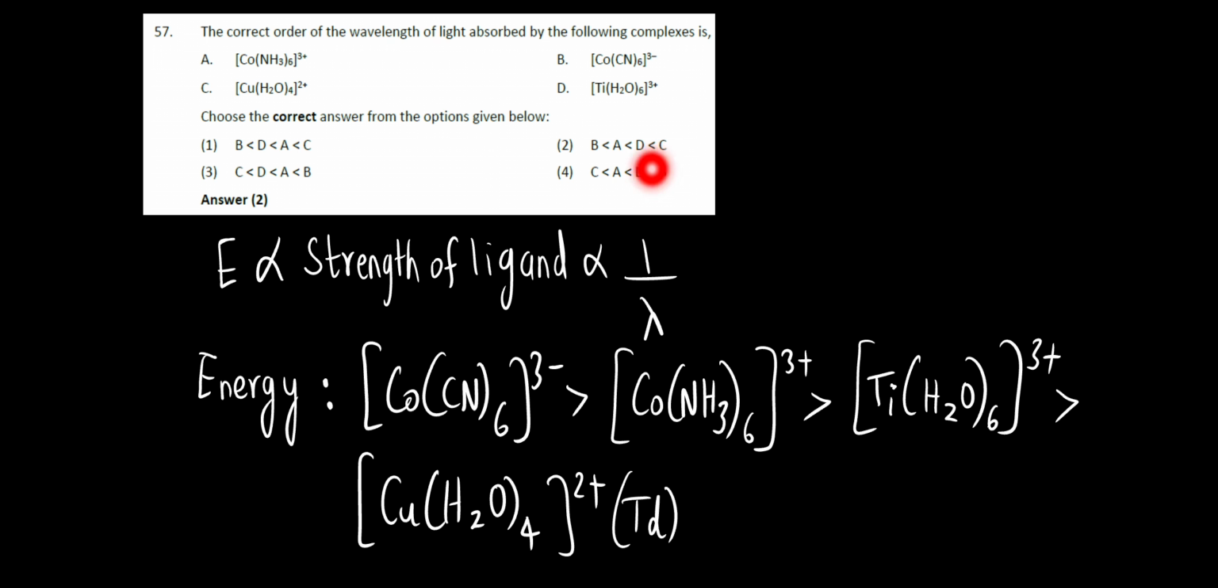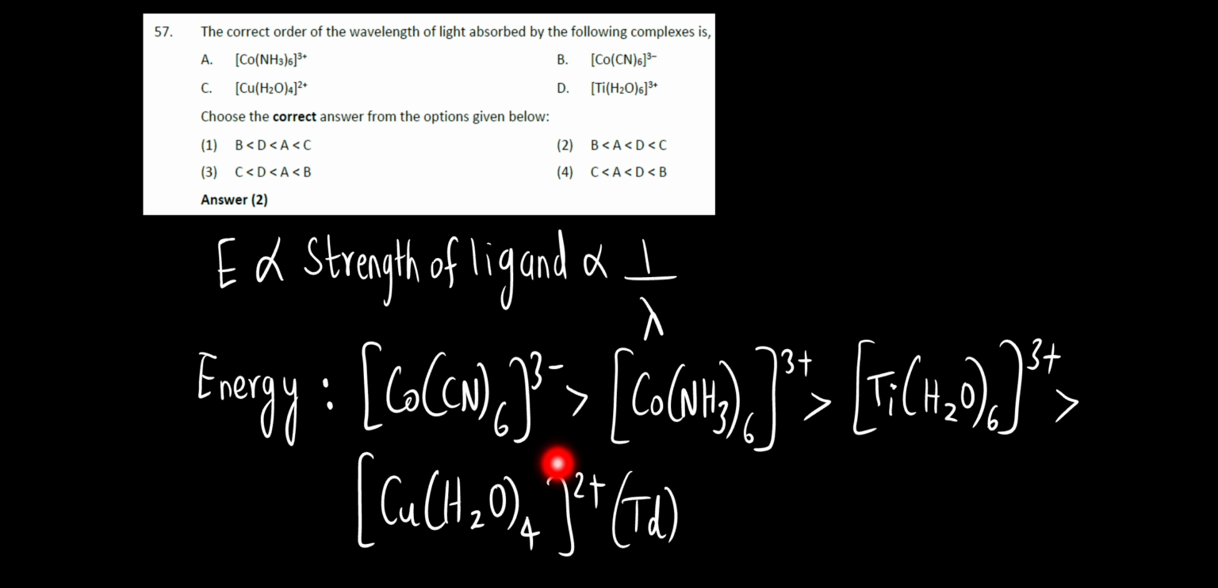So here, the correct order of the wavelength. The energy depends on the strength of the ligand, and that is inversely proportional to the wavelength. So first we will calculate the energy value that depends on the strength of the ligand. Which is the strongest ligand here? Cyanide. So this will absorb the highest energy, then ammonia, and then here you can see the ligand is the same, but this is an octahedral complex, this is a tetrahedral complex, and the energy between T2g and Eg in an octahedral complex is much higher as compared to tetrahedral, which is lower.